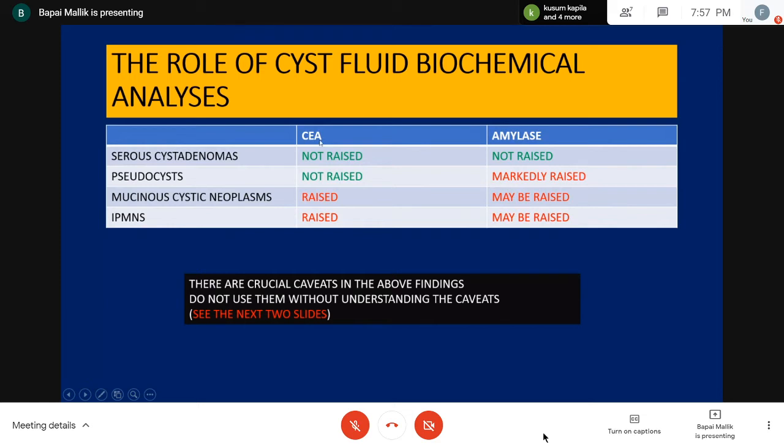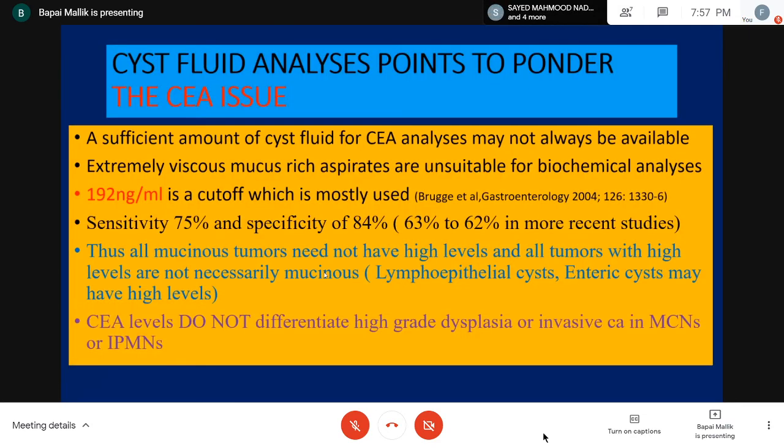So this is kind of a rule, but there are crucial caveats in the above findings. And please, and this is just as a note for somebody who might like to come back and see the slide later, do not use them without understanding the caveats, for which you need to take a look at the next two slides. And let's look at these issues right now.